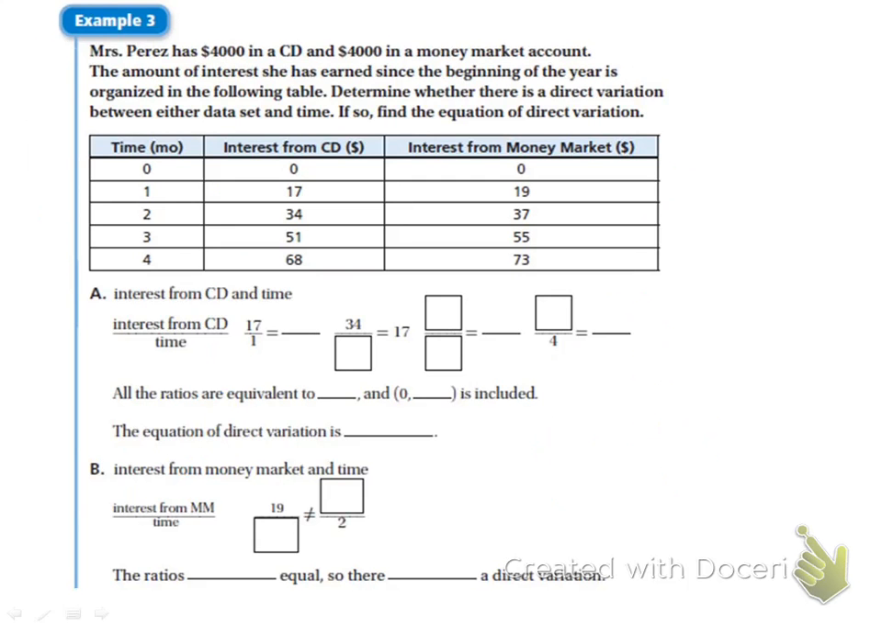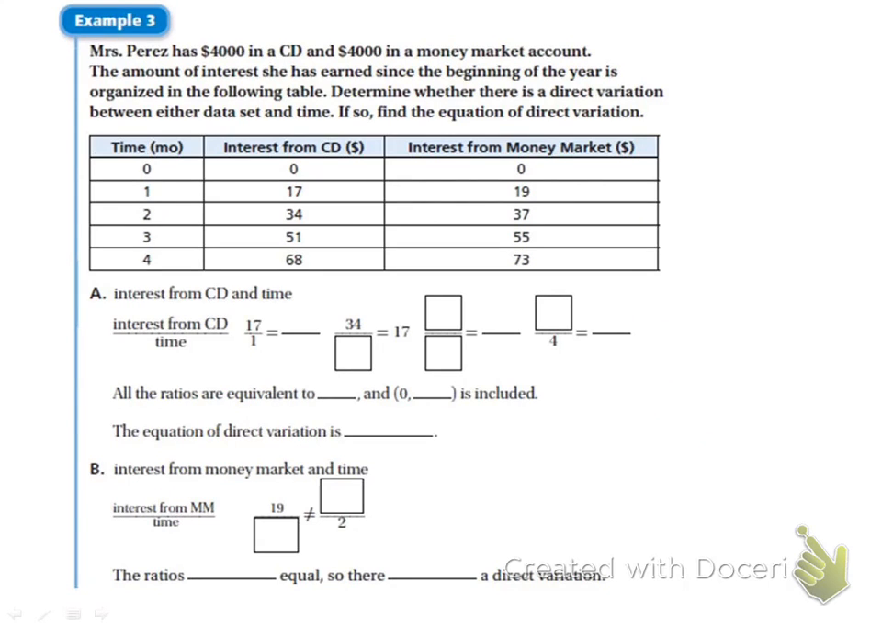Example number 3. Mrs. Perez has $4,000 in a CD and $4,000 in a money market account. The amount of interest she has earned since the beginning of the year is organized in the following table. Determine whether there is a direct variation between either data set and time. If so, find the equation of direct variation.